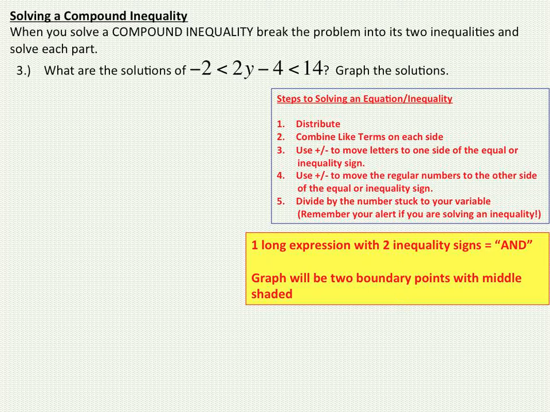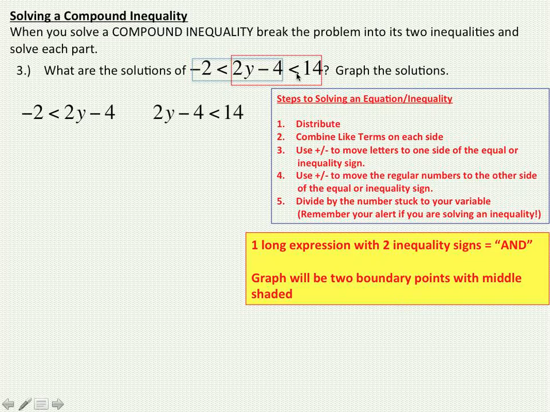So when I break it apart, the whole middle, everything between the 2 signs, goes with both of the problems. So here's one of them: -2 is less than 2y minus 4. And then here's the second one. The whole middle, notice that whole 2y minus 4 is in both problems: 2y minus 4 is less than 14. So now I just have 2 problems, and I just solve them.